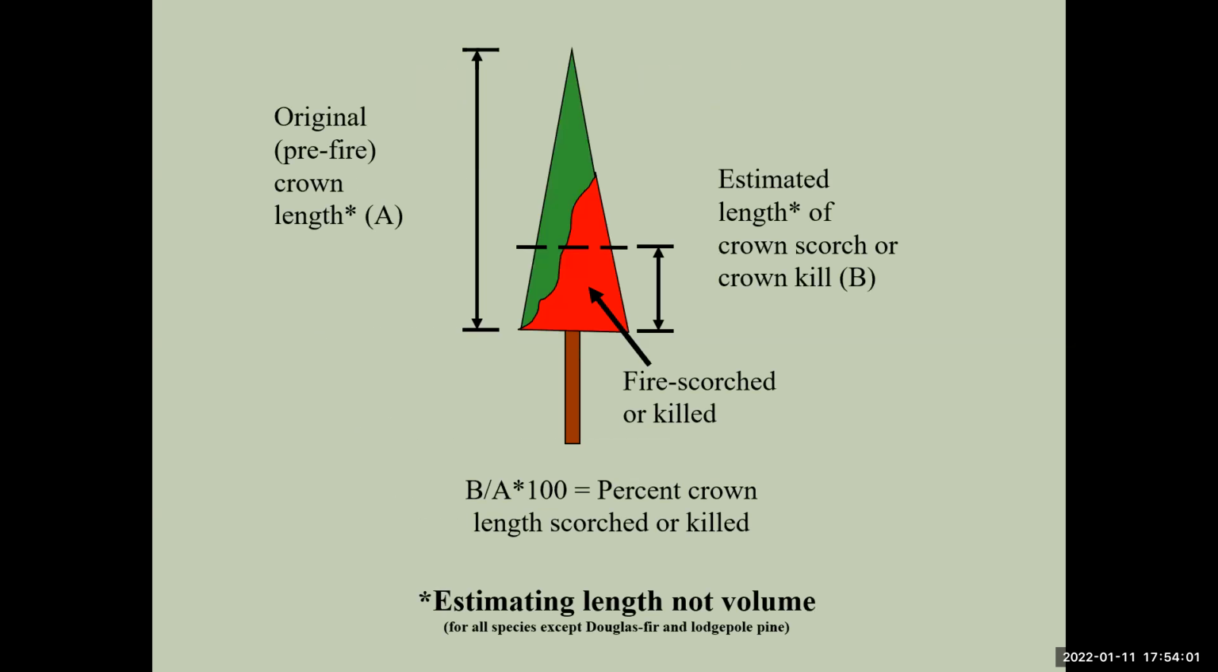This is how we looked at crowns, and this is how we continue to look at crowns when we use our marking guidelines in the field now. We look at a tree and we try to estimate the original pre-fire crown length. And so that's the entire crown length from the crown base height to the top of the tree. And then trees hardly ever are scorched in a perfect line across the crown, so usually there's some diagonal. And so we try to figure out the line of best fit that separates the fire scorched or killed area from the unburned area. And with that, you come up with your percent crown length scorched or killed.